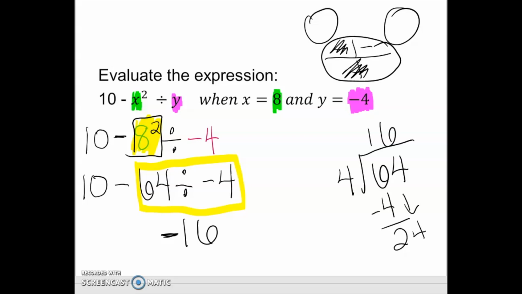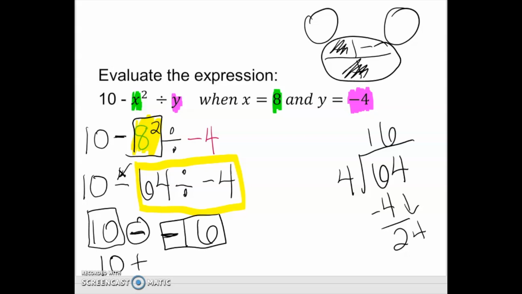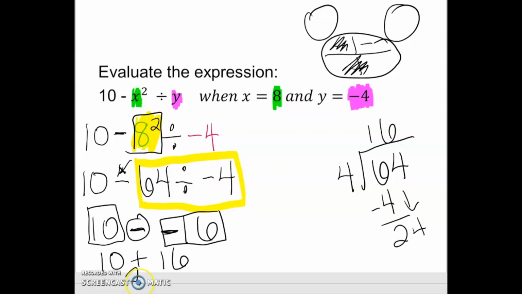Now I need to bring everything else down. Sometimes people forget that subtraction sign. So I need to bring down the 10 and the subtraction. Hopefully you're noticing the double sign. So we keep the 10, change subtraction to addition, change -16 to positive 16. Then we just add and we end up with 26 as our final answer. Okay, so now that we're finishing up our integers, we have all the different rules. We need to be really careful that we're keeping track of each rule and each step along the way.